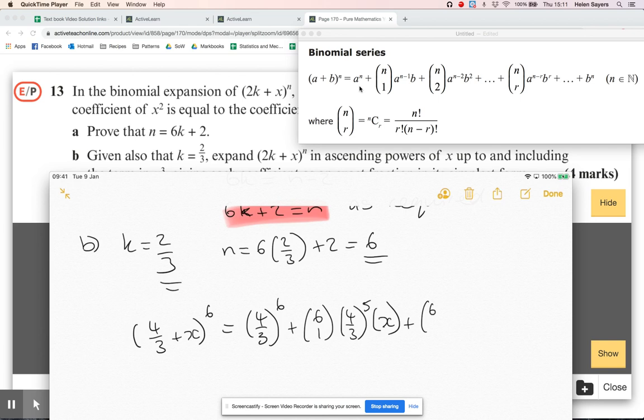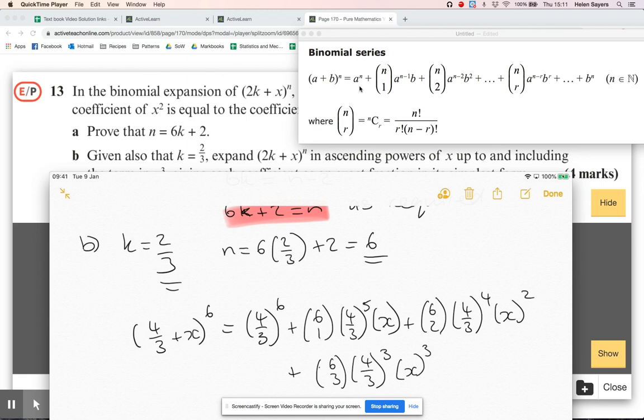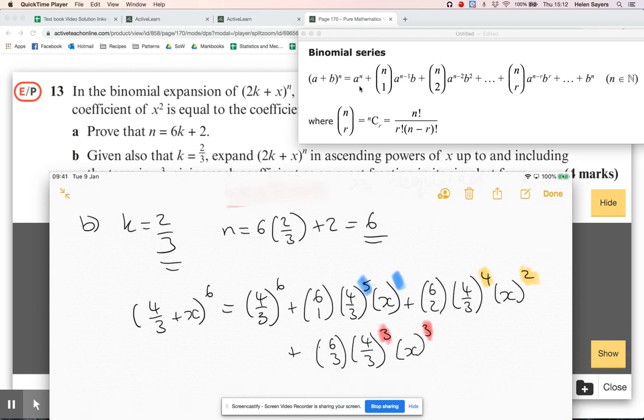Then it's going to be 6 choose 2, 4/3, and the power will reduce by 1, and the power of x will increase. And then 6 choose 3. The power of 4/3 will reduce by 1, and the power of x will increase by 1. And for any individual term, powers should all add up to 6. Obviously here, that is x to the power of 1. We just don't bother writing the power of 1. Okay, and then I'm just going to be careful with my simplifying.